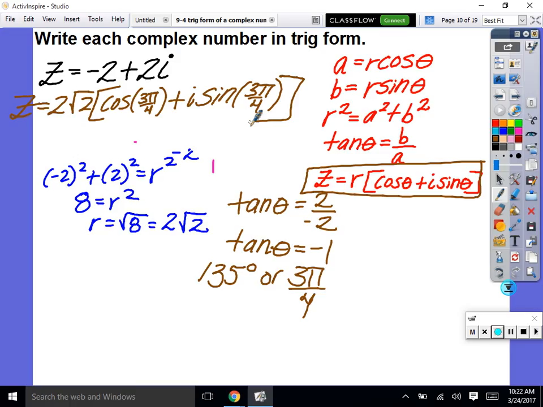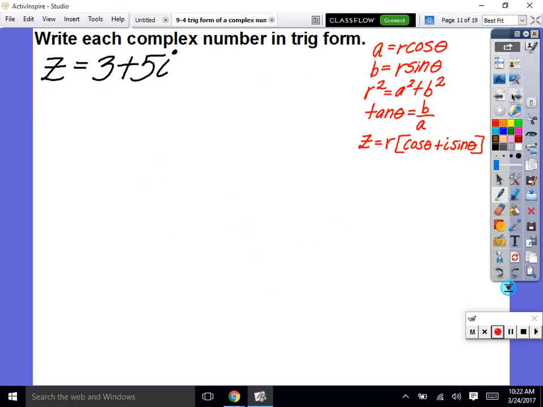Okay, I'm going to show you one where tangent is not on the unit circle and what you're going to want to do. Here's my next example. Write the complex number in trig form. Once again, a complex number we've been seeing since secondary 2. We're now going to put it in trig form. You're going to draw yourself a picture for sure. So this is over 1, 2, 3, up 1, 2, 3, 4, 5. That puts me right there.